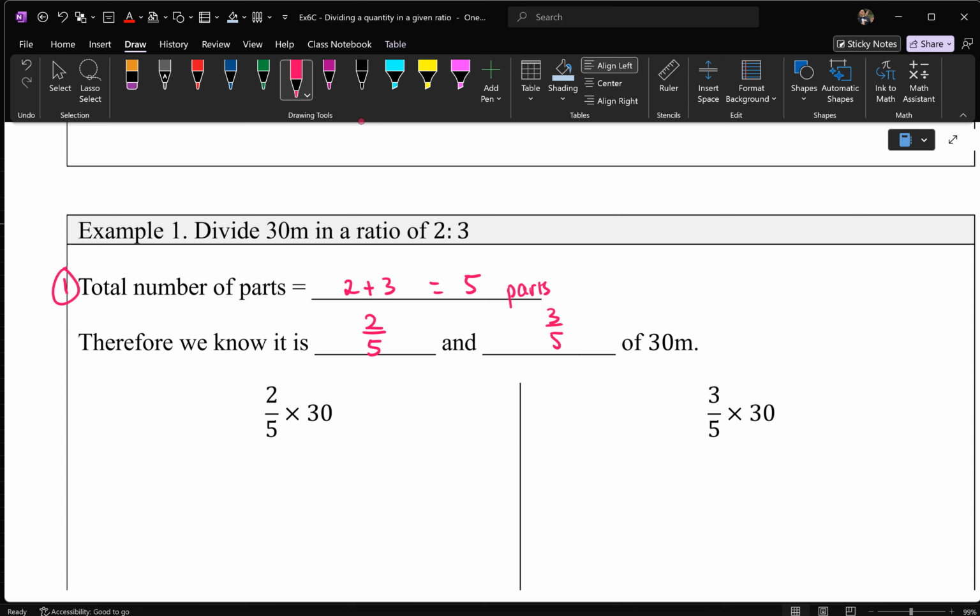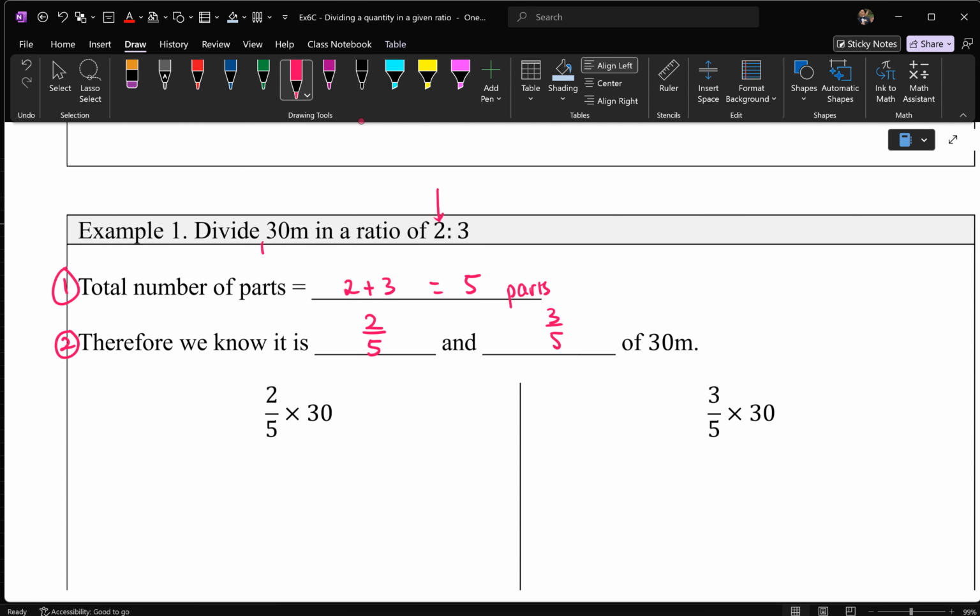It could have been, I don't know, sugar and water again. It doesn't make sense in this scenario. But the point is the 2 and the 3 represent something that we don't know. Now step number 2 is that you take that fraction. If you want to know what that 2 represents, then it's 2/5 of the total quantity.